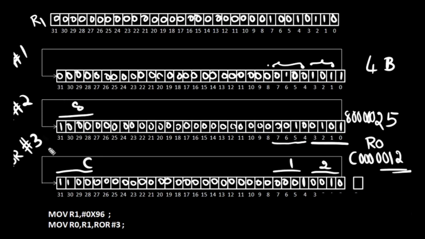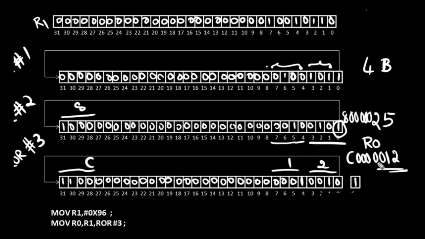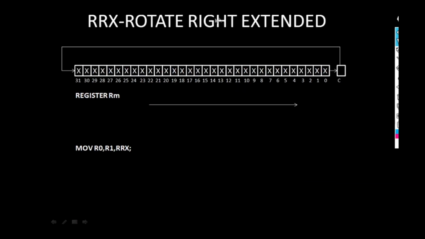If in this instruction we had something like MOVS, what would have happened? The last bit which is shifted and brought to the first position, that is this 1, would have been stored in the carry flag. Because the result is not 0, the Z flag will be 0, but because the MSB is 1, N will be set to 1, and because overflow is not generated, V will be set to 0. Let's now move on to the next part, rotate right extended.